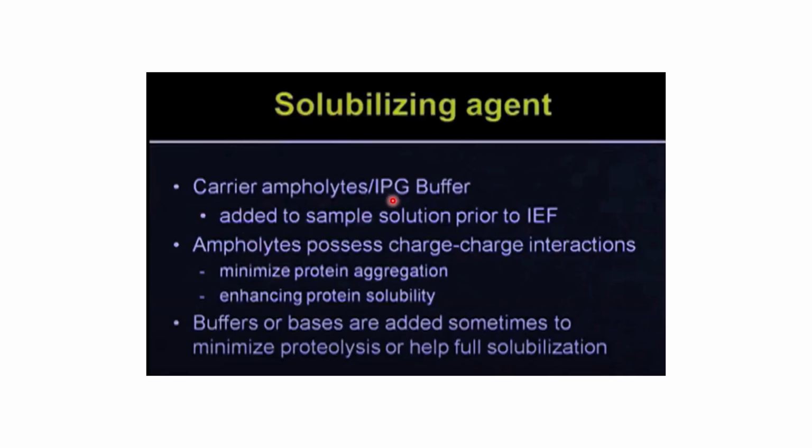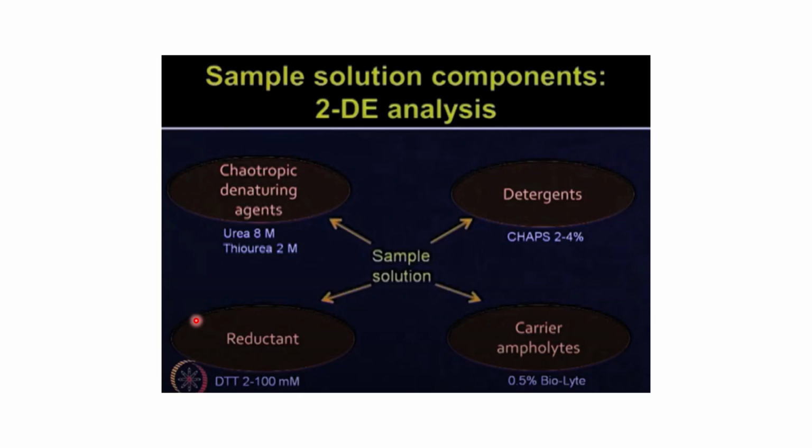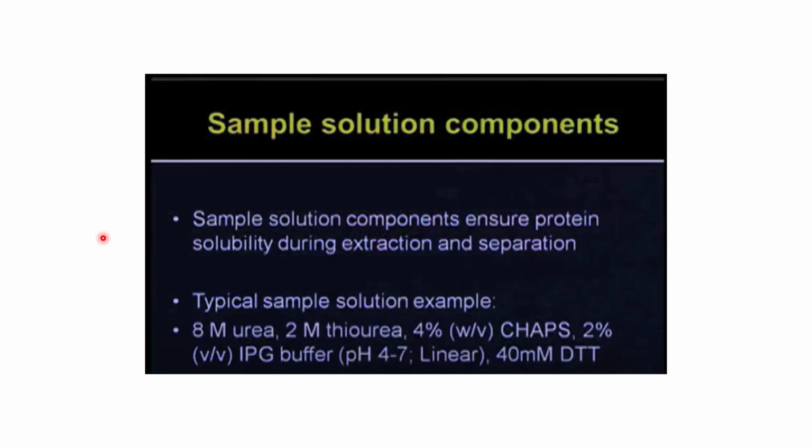You can use certain ampholytes as well for sample preparation, for solubilizing the protein. So what does it do? It basically minimizes protein aggregation and enhances protein solubility. So either use reductant, carrier ampholytes, or detergents, depending upon your type of protein. Or some methods might use two or three methods together for completely solubilizing the protein.